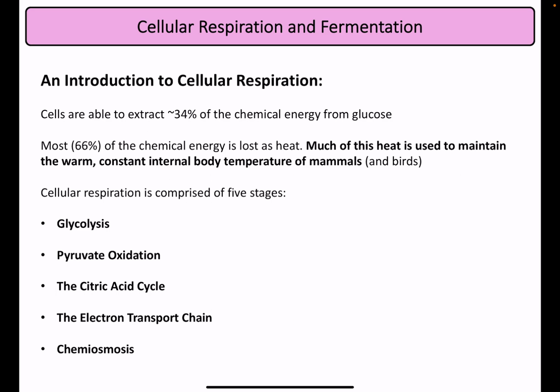All right, so we're finally ready to jump into the 5 individual stages that make up cellular respiration. There are 5 of them. They are largely consecutive, so it goes glycolysis, pyruvate oxidation, the citric acid cycle, also known as the Krebs cycle, the electron transport chain, the ETC for short, and lastly, chemiosmosis. We're going to work our way through step by step.